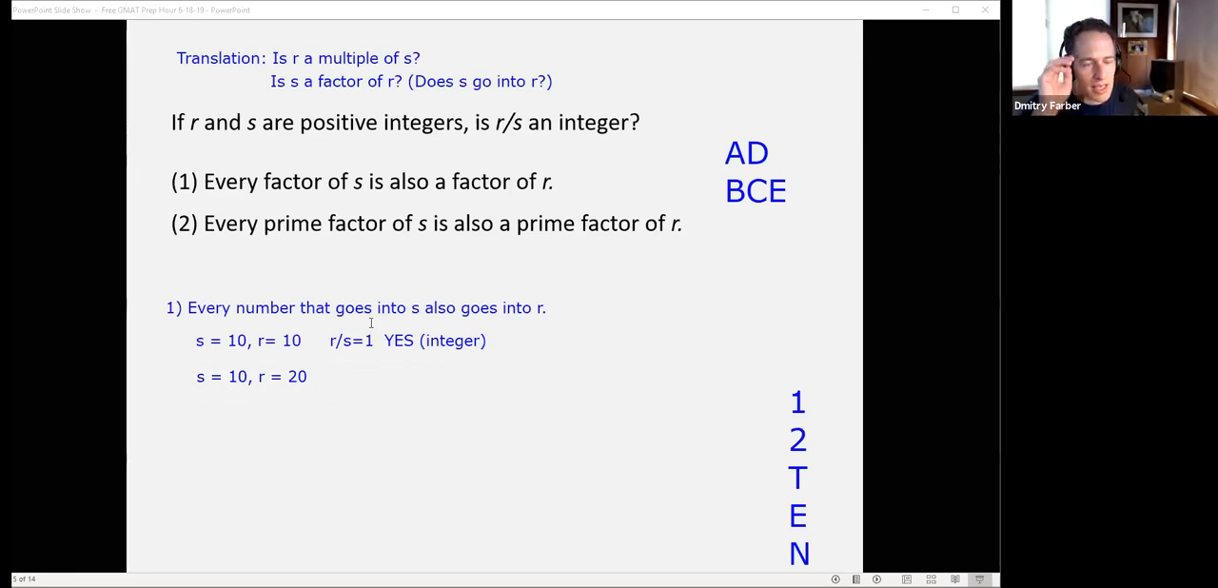So is it still true that every factor of S is a factor of R? Let's see. S has factors of 1 and 10. Those go into 20. And 2 and 5. Those will go into 20. Right? But R also has a factor of 20. That doesn't go into S, but that's okay. So then we're getting, okay, R over S is 2. That's still a yes. Okay. So then the question is, all right, well, that was interesting. It was a nice case, but it didn't change anything, so I didn't really need it, right?